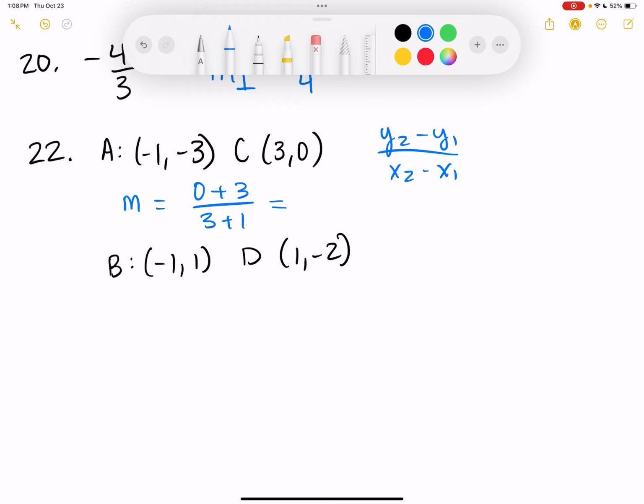So then I would have 3/4 for this one. Somebody different set up this slope of BD. M equals negative 2 minus 1 over 1 minus a negative, so plus 1. So that would give me on top negative 3, on the bottom positive 2. So are these parallel? Or no, definitely not parallel. Are they perpendicular? No, not perpendicular.